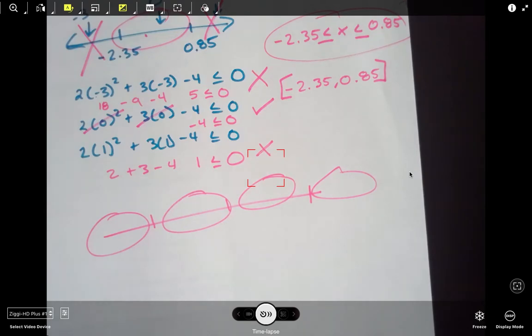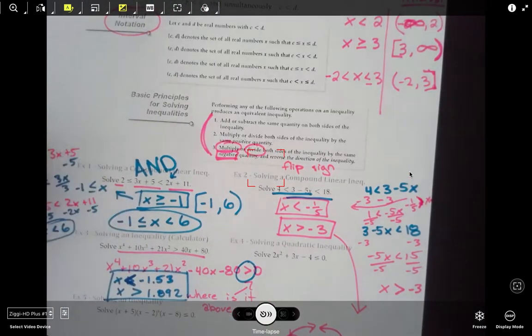So when you only have 2 critical numbers, it's either going to be the inside or the outsides. But when you have 4 critical numbers, like when we start doing calculus and stuff, that's when you'll have to test more than 1 region. Does that make sense? Okay, great. Okay, so there's that.